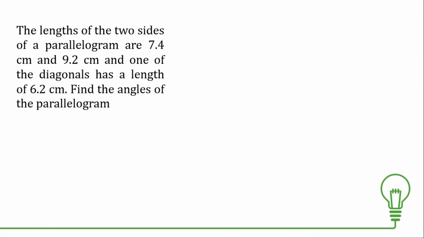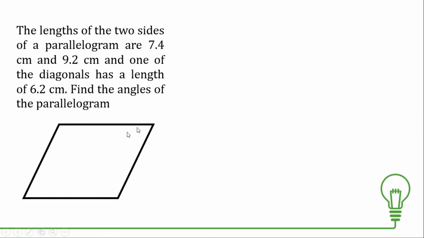Okay, here in the next problem, it says here that the lengths of the two sides of a parallelogram, so it is some sort of a word problem. So the lengths of the two sides of a parallelogram are 7.4 centimeters and 9.2 centimeters. And one of the diagonals has a length of 6.2 centimeters. So find the angles of the parallelogram. Okay? So dalawa lang naman yung angles ng parallelogram. Kung papansinin natin, these two angles are congruent and these two angles are also congruent.